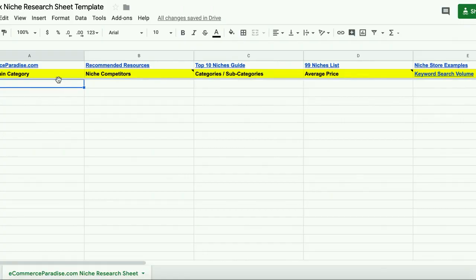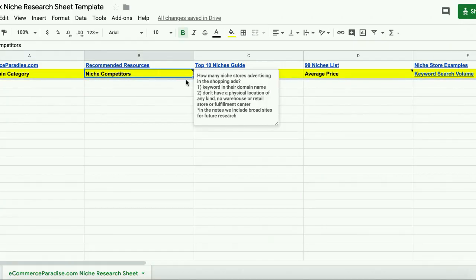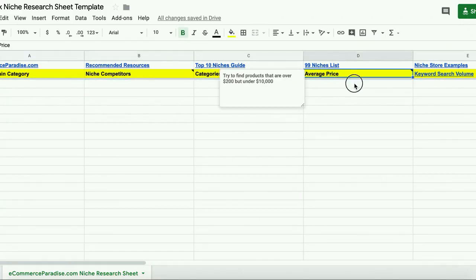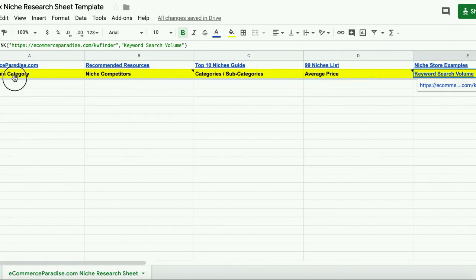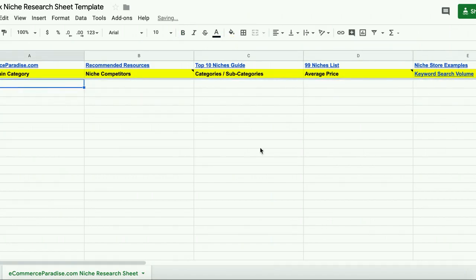All right, so when this is finished, it's going to have a link to every single lesson right here in the header, and you'll be able to easily access the lessons when you need to. All right, that's the research template.